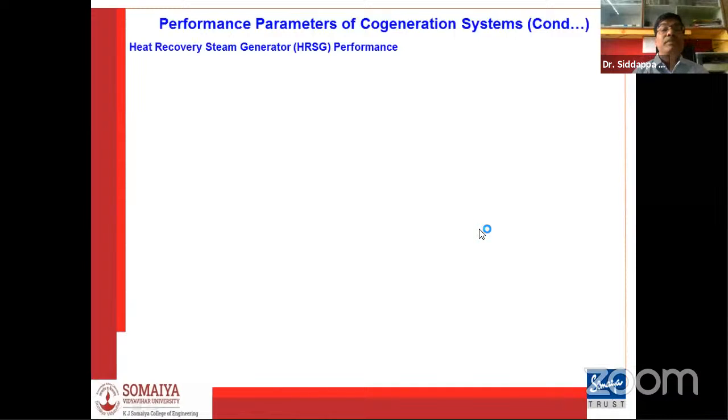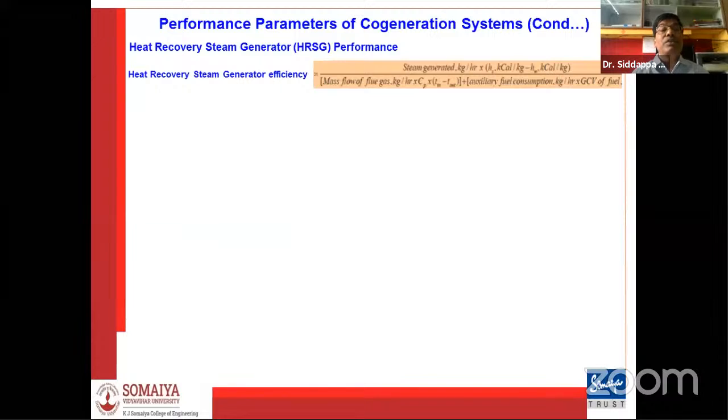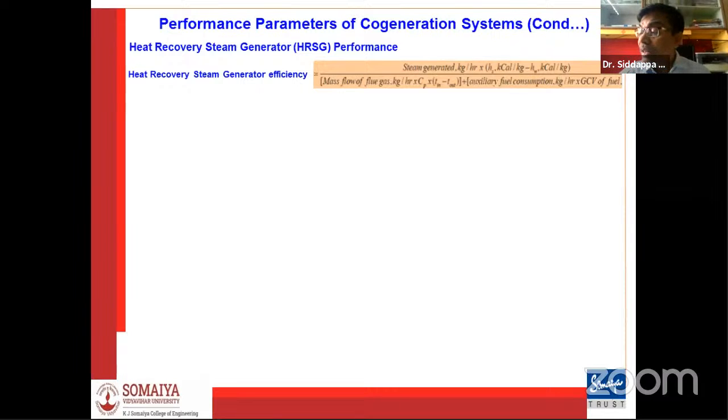Then heat recovery steam generator performance parameter. That means you are using auxiliary boilers. In that case, you can use the efficiency of the generator. You know, this efficiency of the generator is nothing but the efficiency of the boiler.